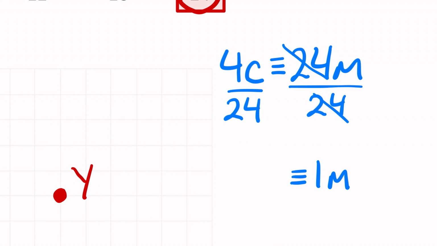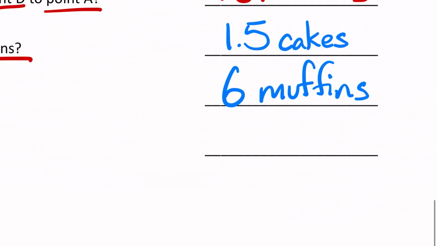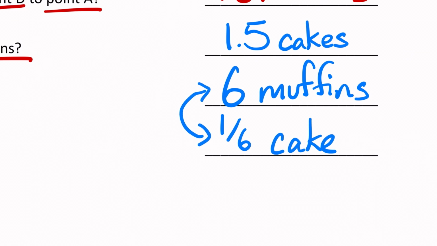Well, what's 4 divided by 24? Well, if you get the 4's out of there, it's 1/6 of a cake. So the opportunity cost for 1 muffin is 1/6 of a cake. And if you notice, these two are reciprocals of one another, and that is always going to be the case.